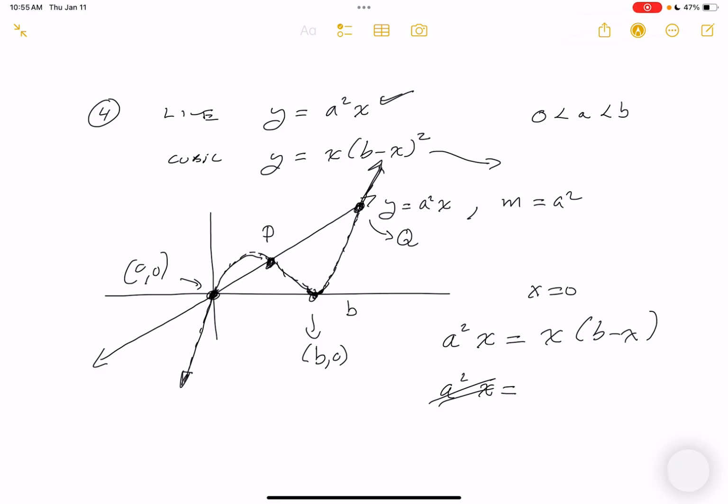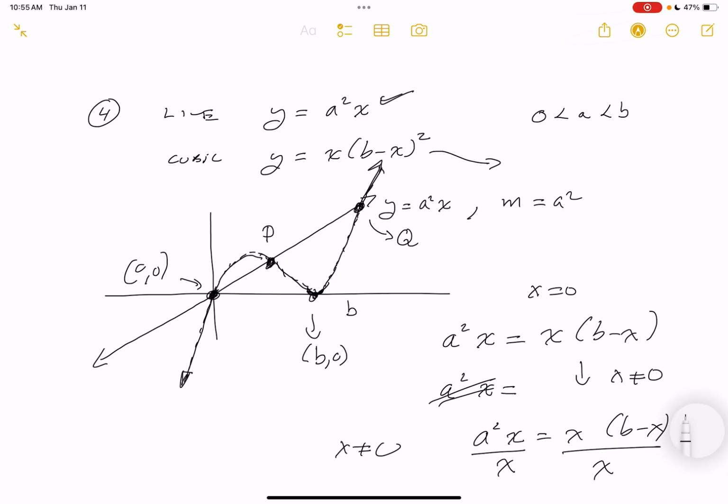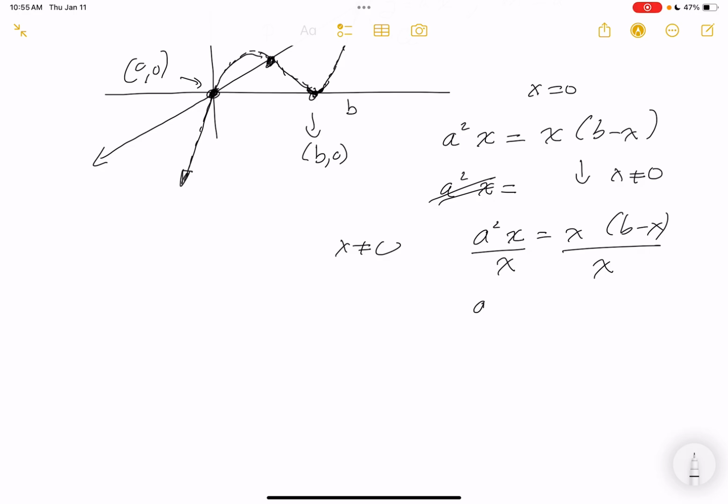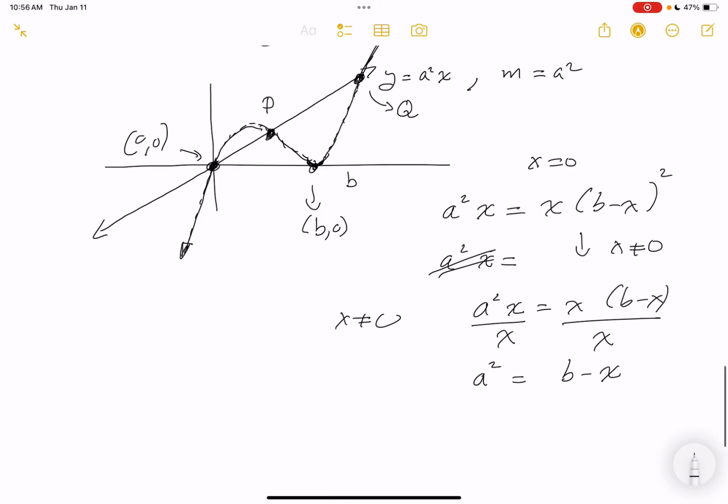So I know the solution, so I'm going to say over here x is not equal to 0. And if it's not equal to 0, I would get a squared x equals x times (b minus x). And if x is not equal to 0, I can divide both sides by x. This might make it easier for me to do it, all right? So let's see if we can do that. What do you get? You get, again, x is not 0, so you get a squared is equal to b minus x. You know what? I forgot to put the square here.